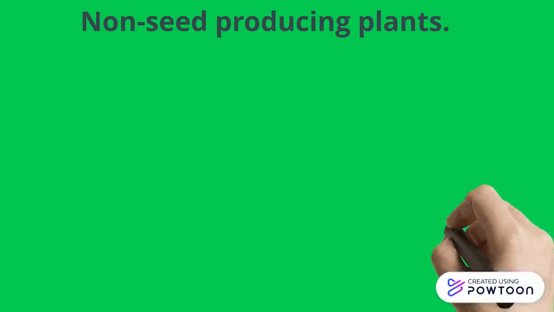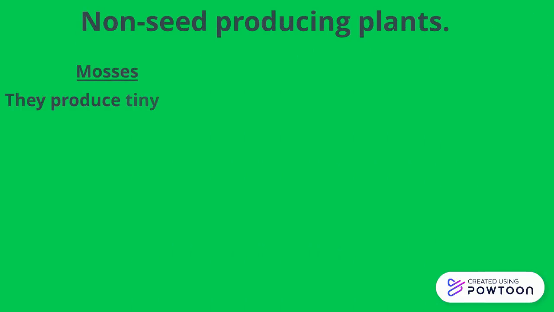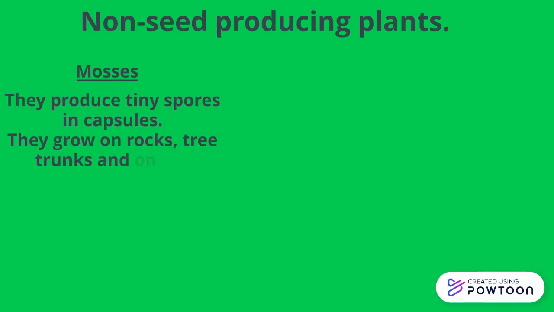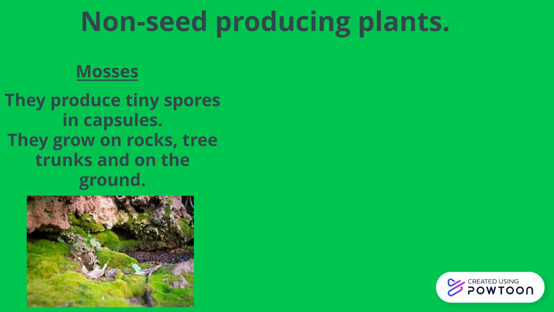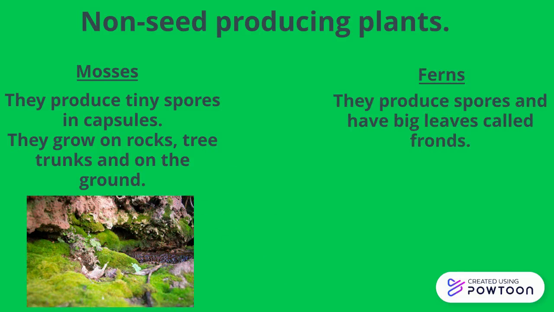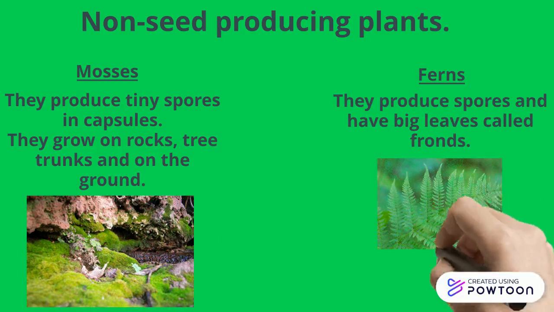Non-seed producing plants, mosses, they produce tiny spores in capsules. They grow on rocks, tree trunks, and on the ground. Here you are an example. And ferns, they produce spores and have big leaves called fronds. And here you are a picture.